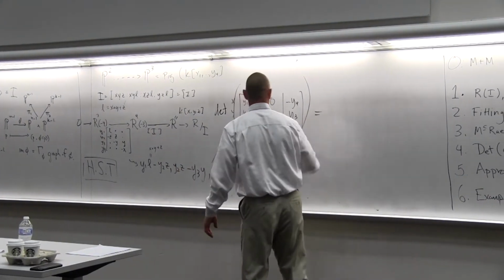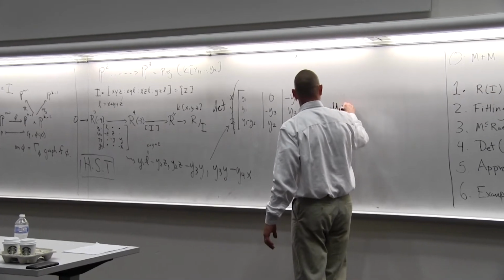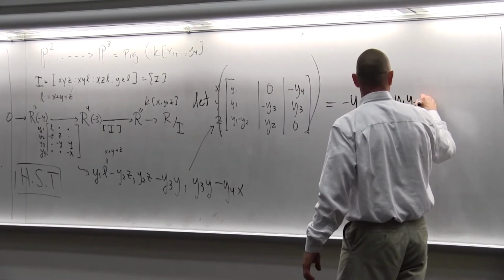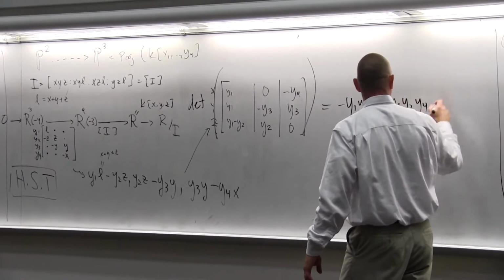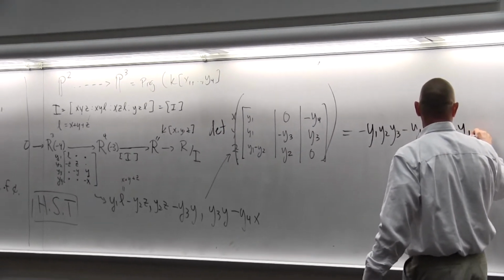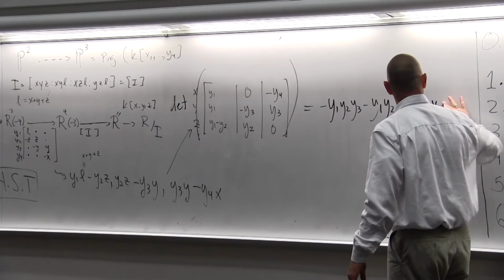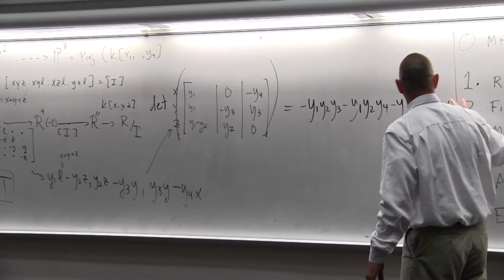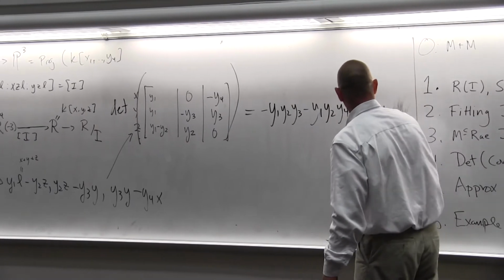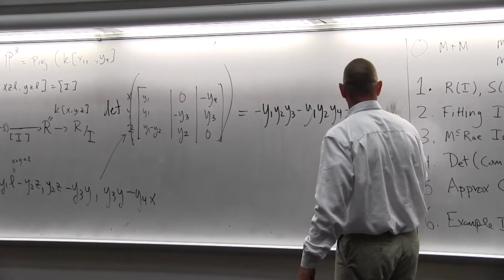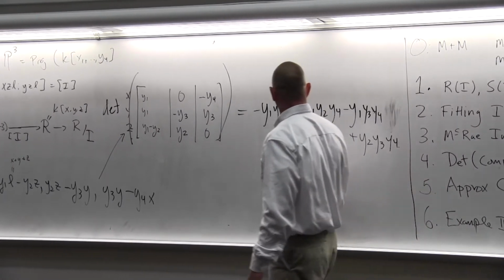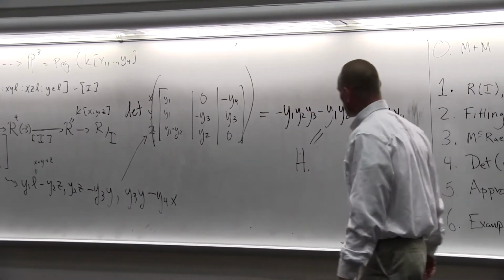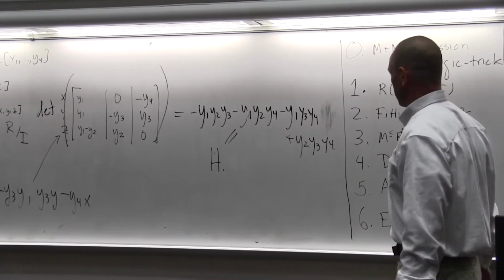So the determinant of this thing turns out to be minus y1y2y3, minus y1y2y4, minus y1y3y4, plus y2y3y4. And let's call this polynomial h. All right, h is because it is the hero or heroine.